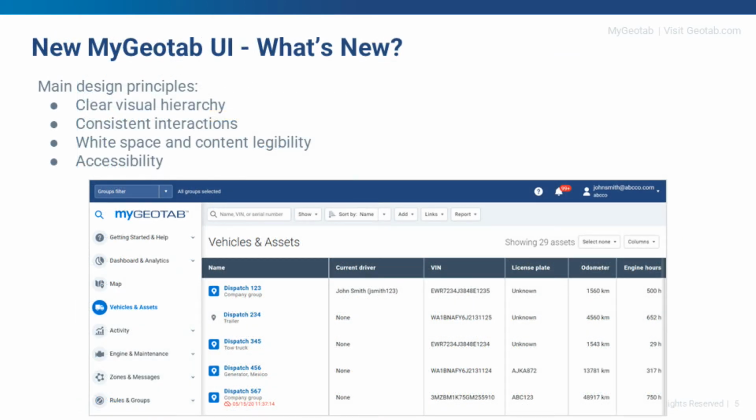All right, so the new MyGeotab UI and what's new. Some of the main design principles that we wanted to establish were clear visual hierarchy, consistent interactions throughout the entire MyGeotab space, white space and content legibility, and accessibility. As you can see, we've been working hard to update the entire user interface's look and feel. Our main goal was to modernize the look of the platform while also keeping all the same functionality and features in the places that people are used to finding them.